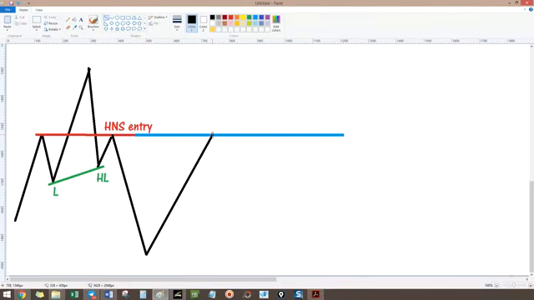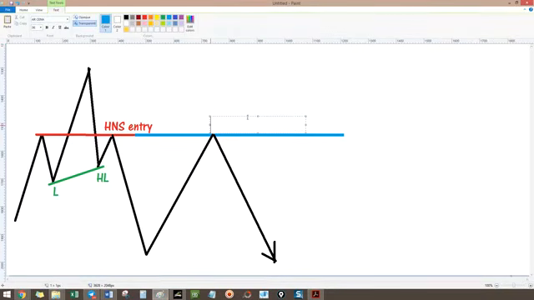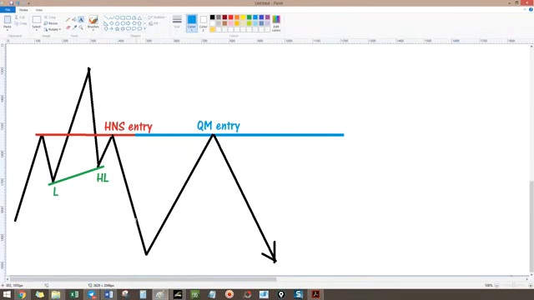When it came back here and do another one like this, this is becoming a QM entry. So you need to differentiate. If you are waiting for the QM, you can only enter here. But if you already understand HNS, you can entry over here one time, and then the second time at QM level. So more profit for you.